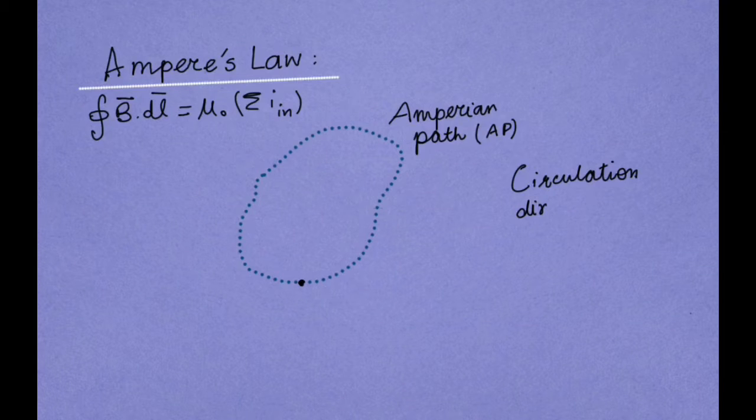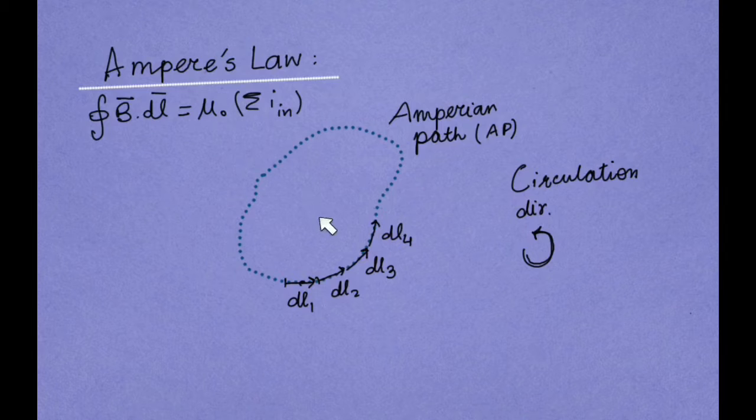So while circulating or while traversing along this path, you have to mentally divide this Amperian path into many small parts. And suppose we name them as dl1, dl2, dl3, dl4. These are vectors, in fact. dl1 vector, dl2 vector. If someone sees from inside of this Amperian path, all these dl vectors will go along anti-clockwise direction. Now we have to find B dot dl on every small part.